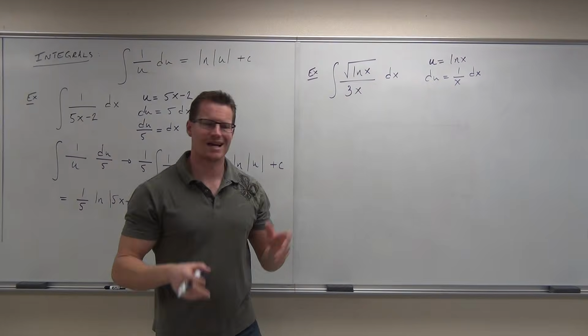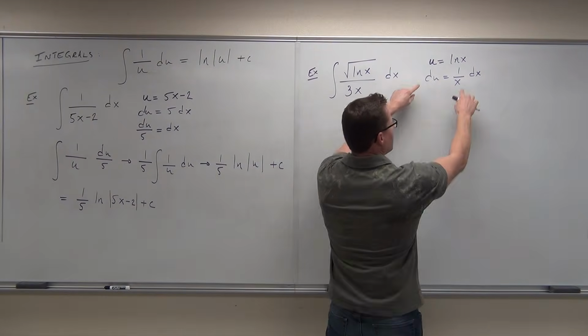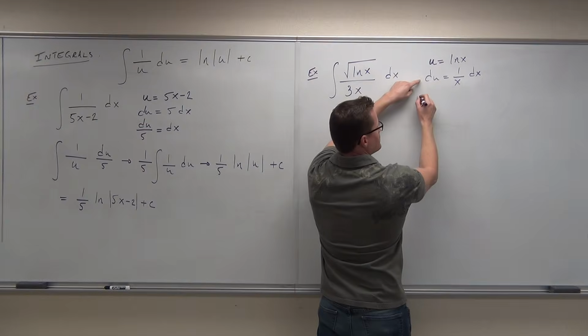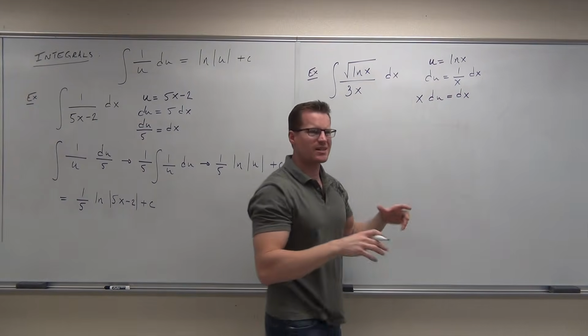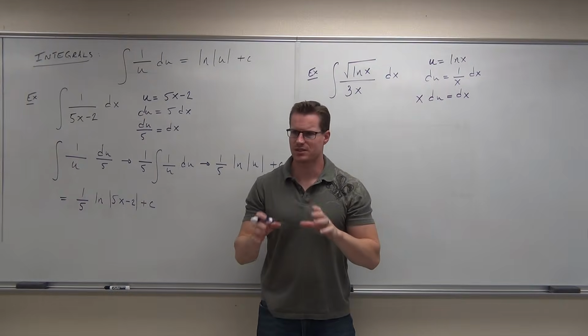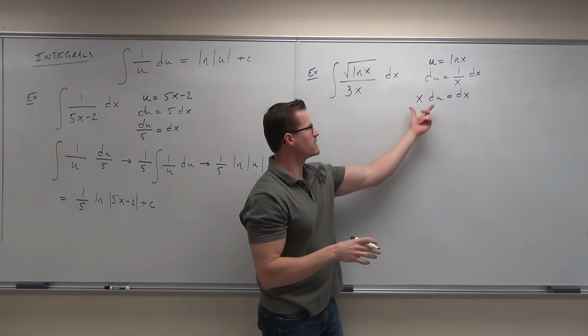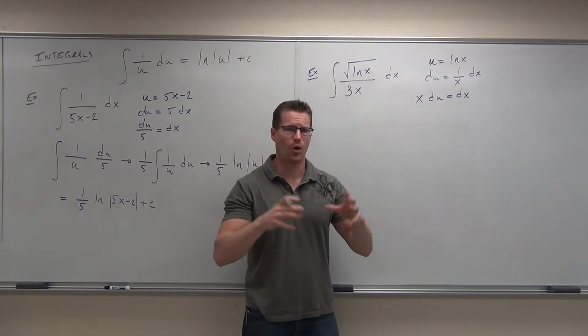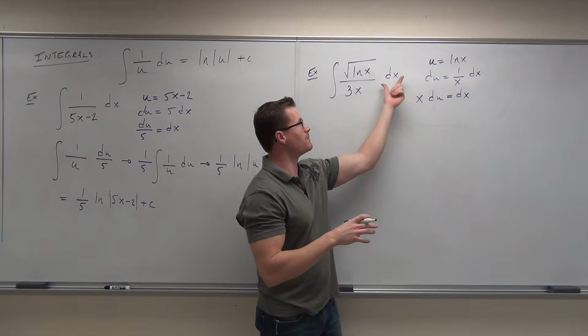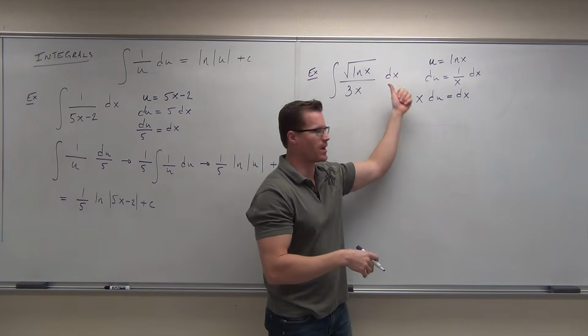Again, I always solve for dx. You don't have to, but you can. If I multiply both sides by x, I get x du equals dx. Do you guys see what I'm talking about? About your derivative has to be there? Because right now when we substitute this in for dx, our x's are going to go bye-bye. And what you have to have is all one type of variable, and that's got to match up your du or dx or whatever you have.